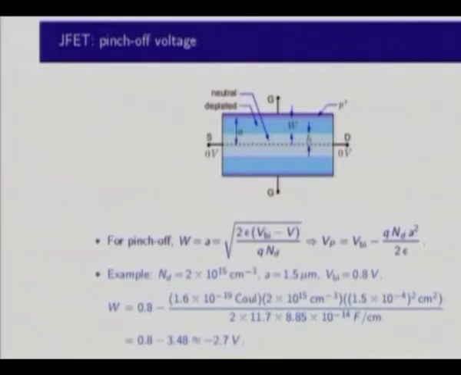Okay. All right, so all this comes to 3.48 volts, and the built-in voltage is 0.8 volts, and so the net pinch-off voltage therefore is minus 2.7 volts for this device. What does it mean? It means that if you apply gate voltage of minus 2.7 volts, this channel will get pinched off, and you will see a very large resistance between source and drain. That is what happens at pinch-off. Okay, things are of course different if you apply a drain voltage, and we will come to that later.